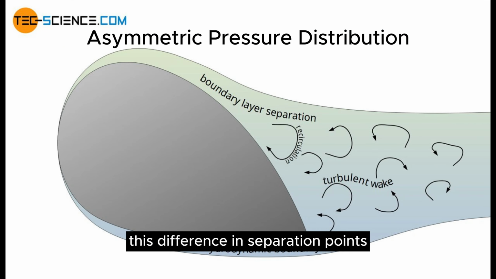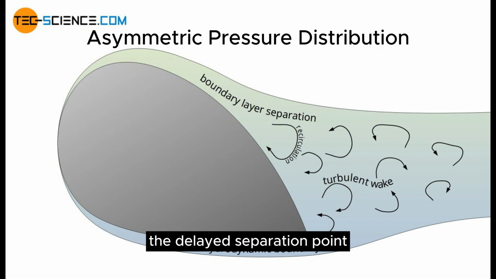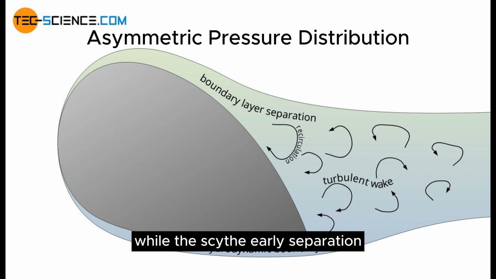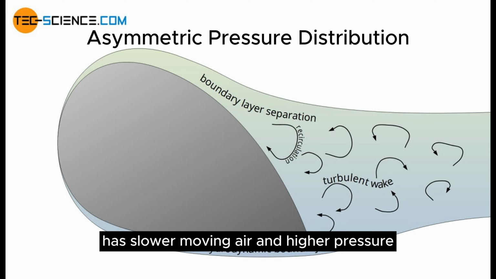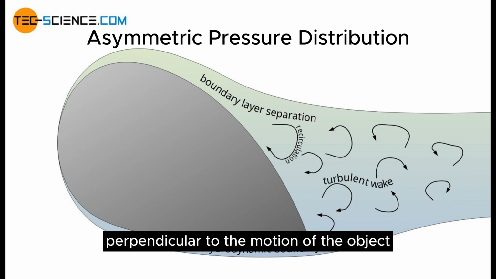Secondly, asymmetric pressure distribution. This difference in separation points creates an asymmetric pressure distribution around the object. The side with the delayed separation point has faster moving air and a lower pressure region, while the side with early separation has slower moving air and higher pressure. This pressure differential, influenced by the object's rotation, generates a lift force perpendicular to the motion of the object.